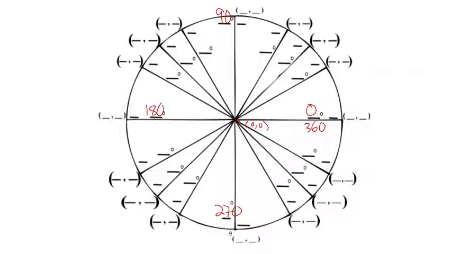Since all the radii are 1 unit, so the radius is 1, this would be the coordinate 1, 0, because you went from 0, 0. 90 degrees would be 0, 1. 180 is negative 1, 0, and 270 is 0, negative 1.